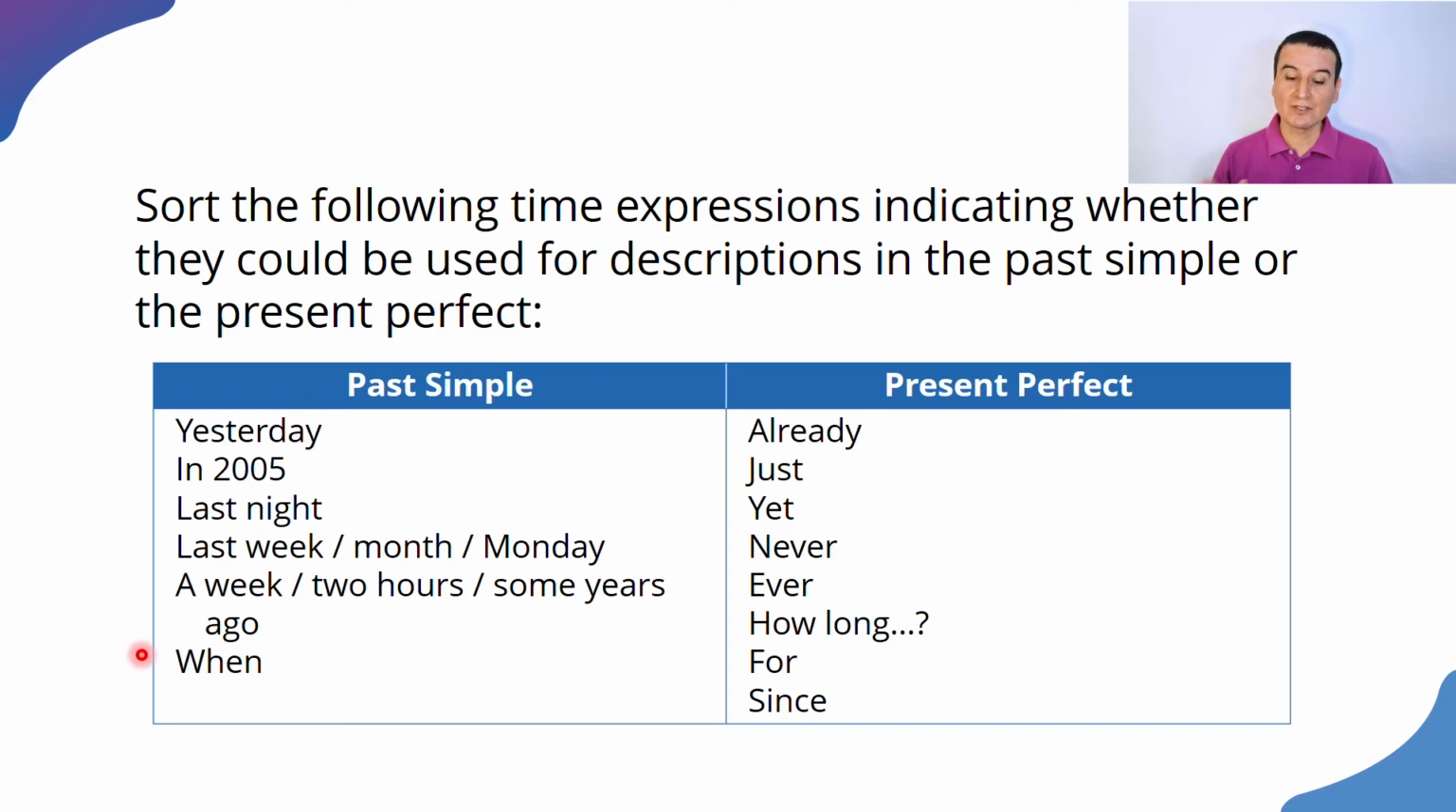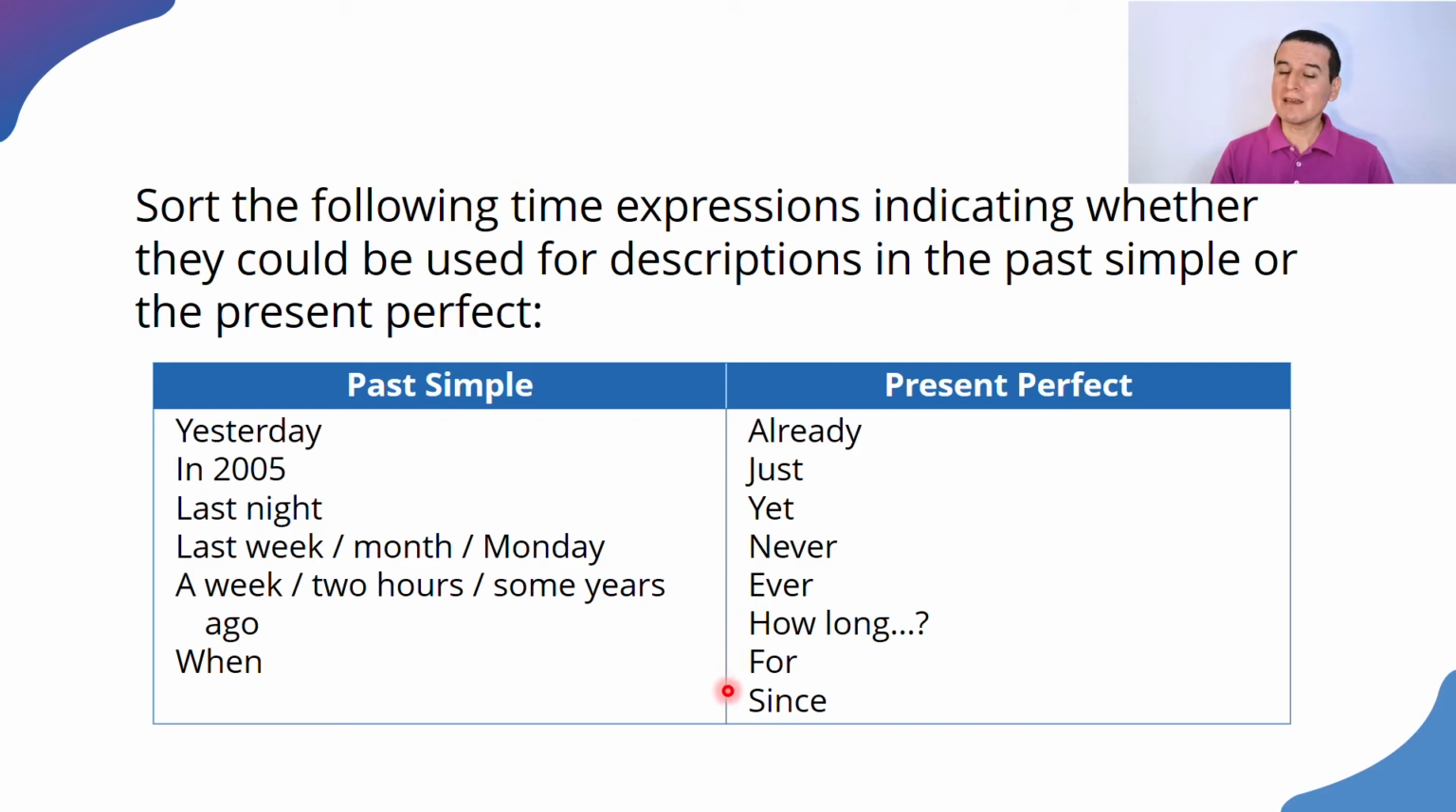All right, and on the other column we have already, just, yet, never, ever, like have you ever, I have never done this, I haven't done that yet. How long have you? For, which is during certain time, and since.